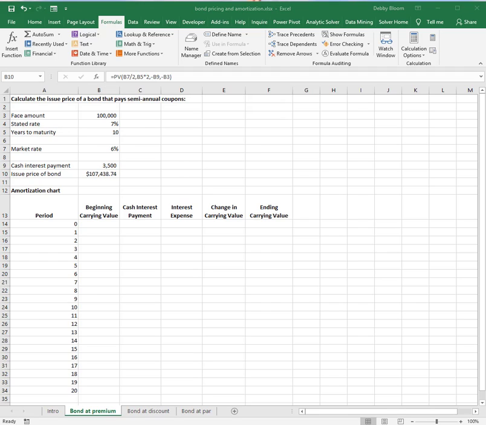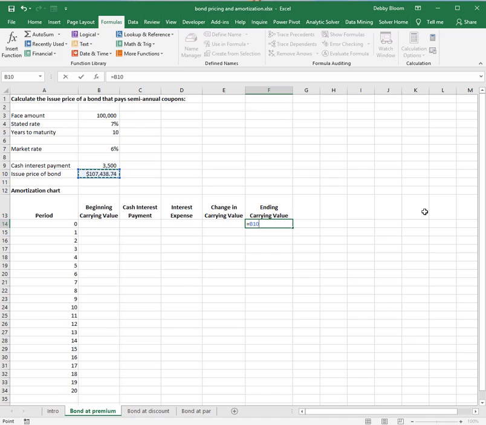Now we're going to calculate the interest expense each period for the issuing company for this bond using the interest method. So notice I have a period 0. This period 0 allows us to copy our period 1 formulas all the way down to period 20. So what I'm going to do is click in cell F14, which is the ending carrying value for period 0, and that is going to be the issue price of the bond. So I'm going to type an equal sign and then click on the issue price of the bond.